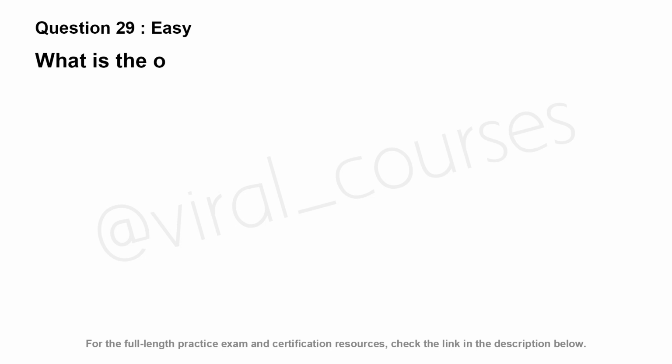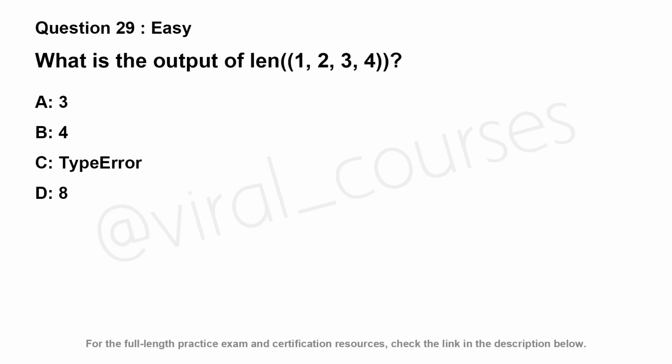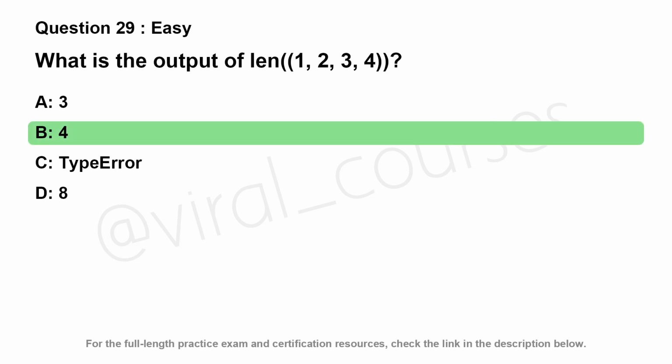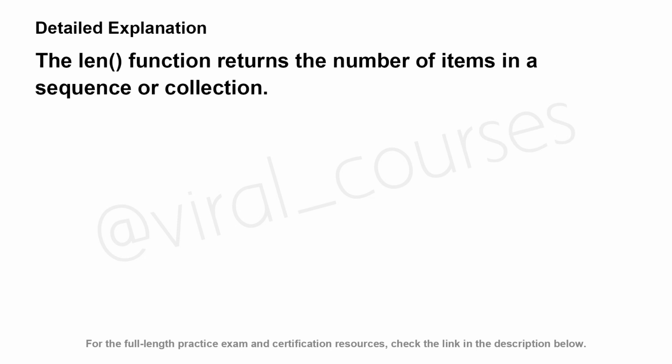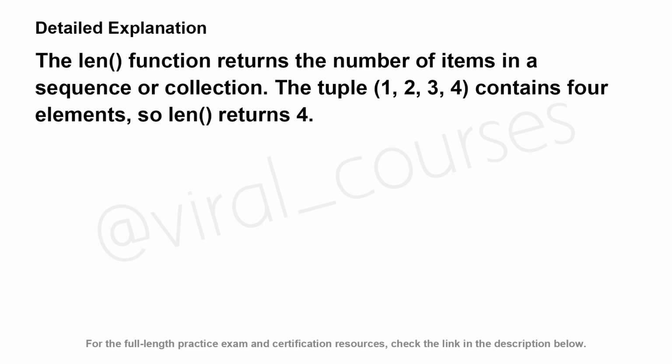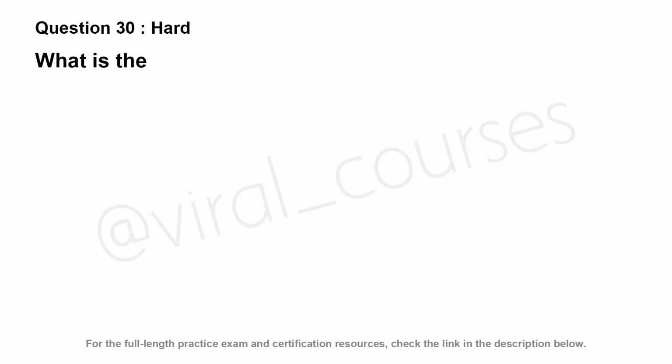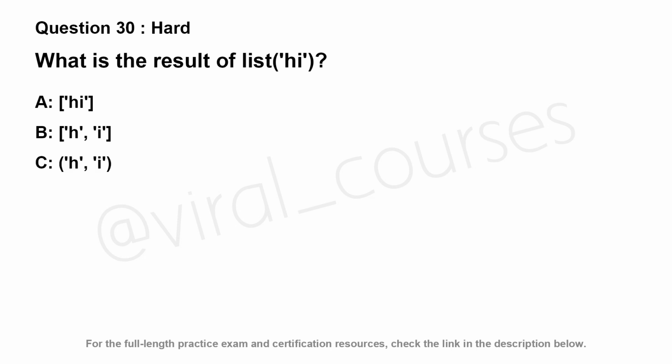What is the output of len((1, 2, 3, 4))? Option A, 3. Option B, 4. Option C, type error. Option D, 8. The correct answer is B. The len function returns the number of items in a sequence or collection. The tuple (1, 2, 3, 4) contains 4 elements, so len returns 4. What is the result of list("hi")? Option A, "hi". Option B, ['h', 'i']. Option C, "h", "i". Option D, type error.